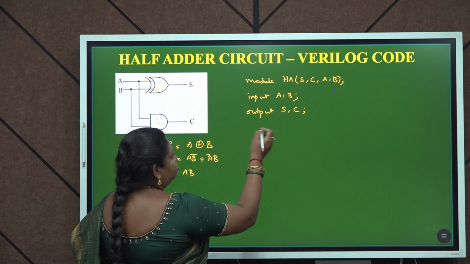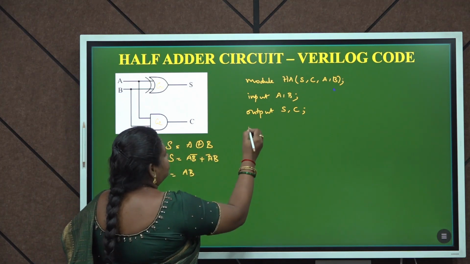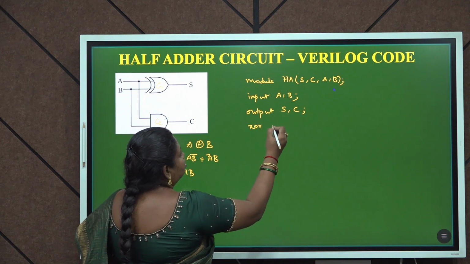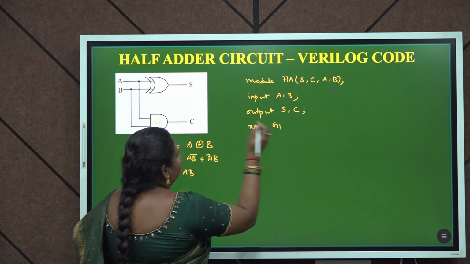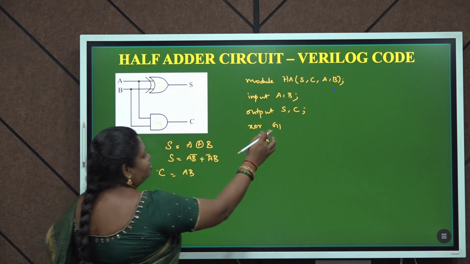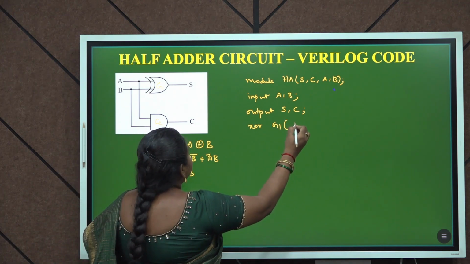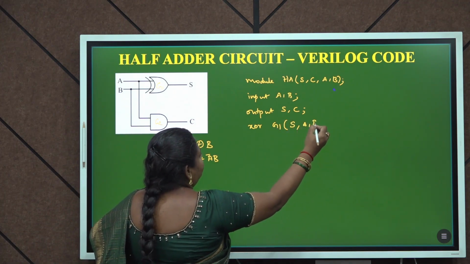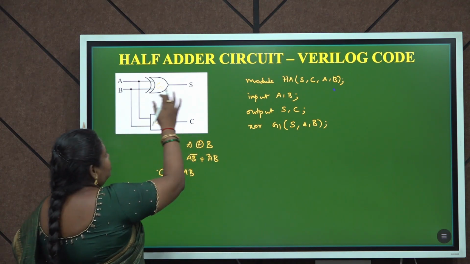Here we are using the XOR gate. So XOR, and for the label we have written G1. So G1, my output is sum and my input is A and B. So the XOR gate has been completed.